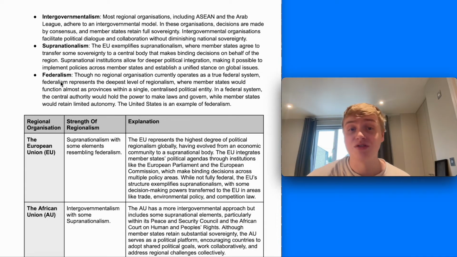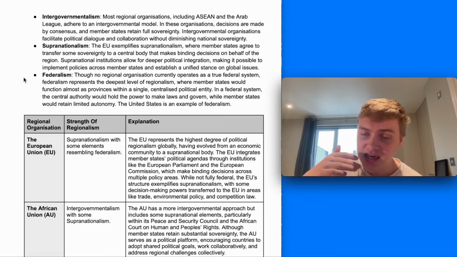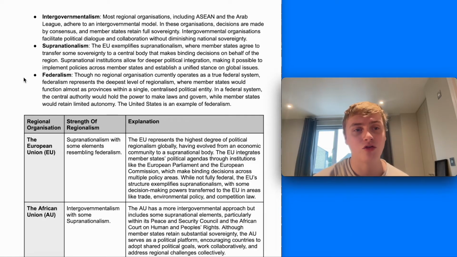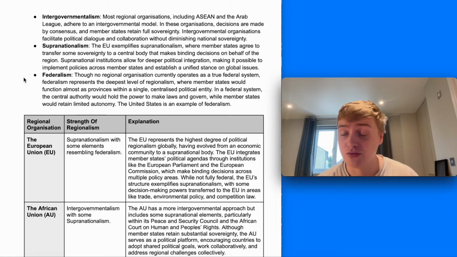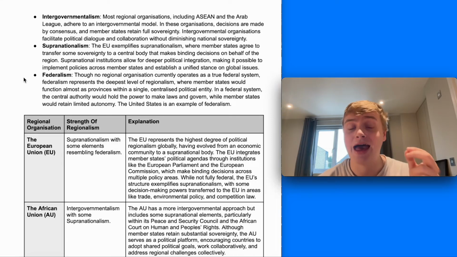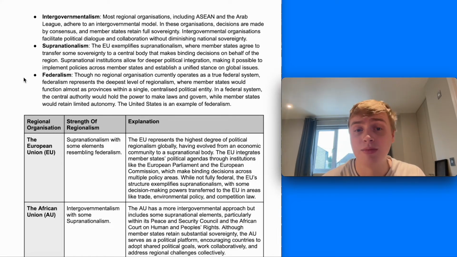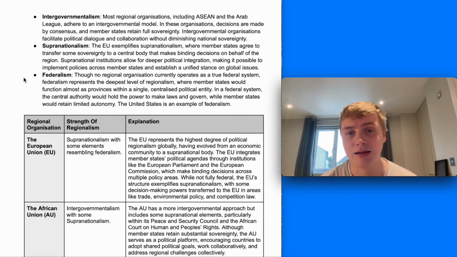The next one is supranationalism. And the EU is a really good example of this, where member states agree to transfer some sovereignty to a central body that makes binding decisions on behalf of the region. So there is some giving up of national sovereignty because every state can't veto any decision. So supranational institutions allow for deeper political integration, making it possible to implement policies across member states and establish a unified stance on global issues.